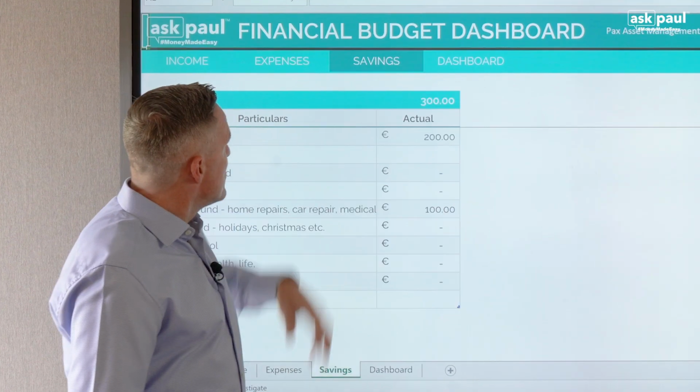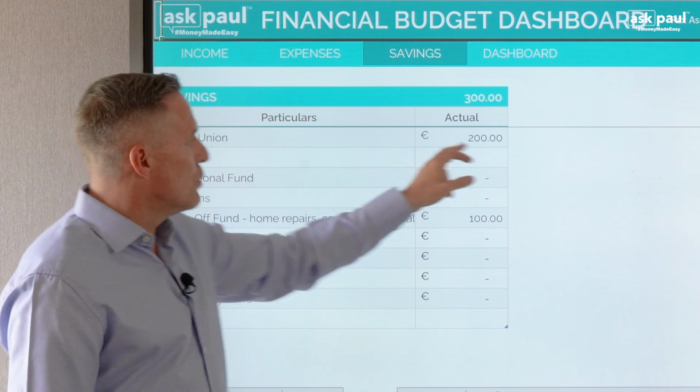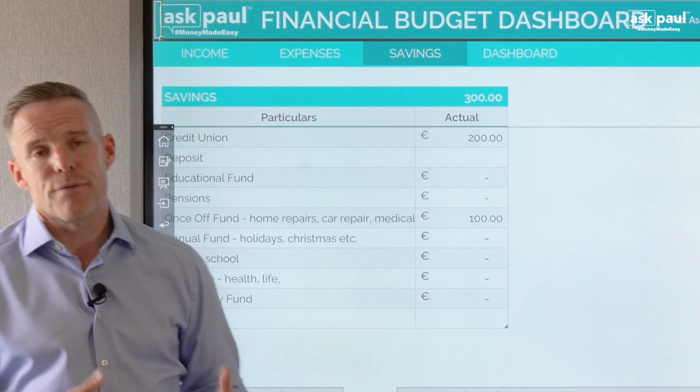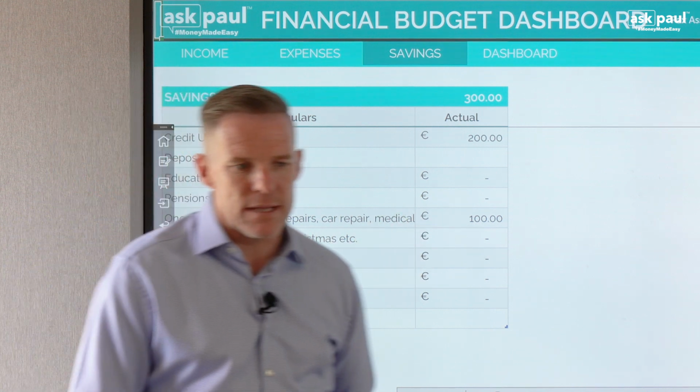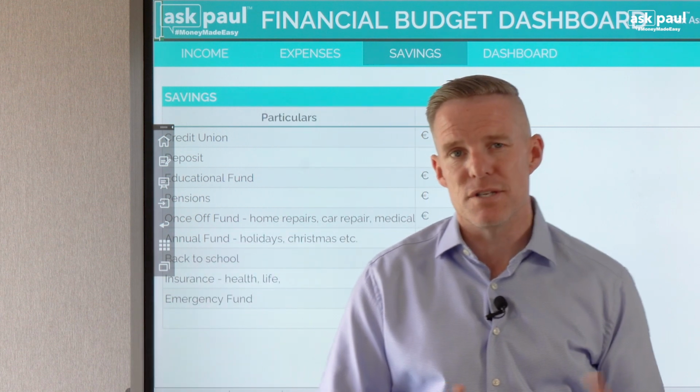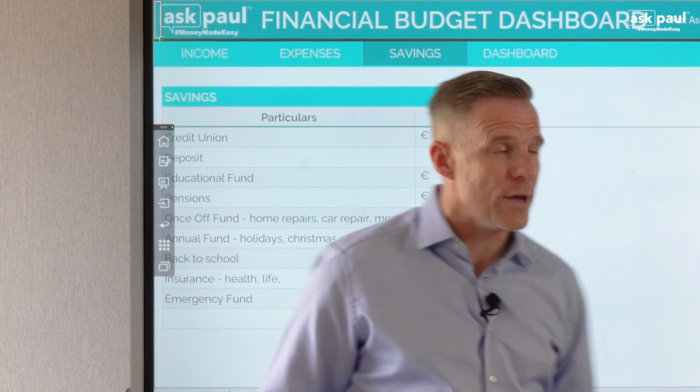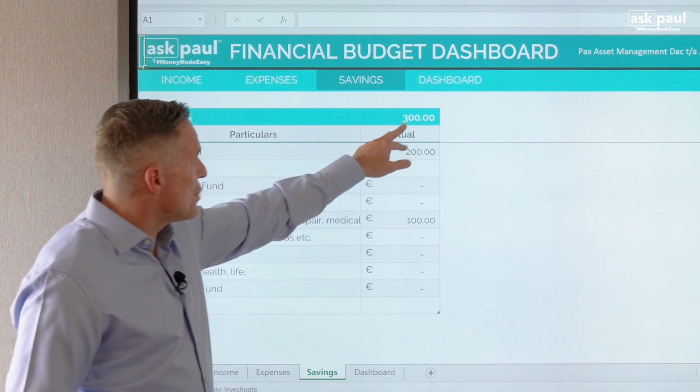After this, we're going to look at savings. We can see here this couple have 200 a month going into the credit union. They say they have just over 5 grand in the credit union already, and then they have this emergency fund as well, about 100 per month, and they've got a couple of grand set aside for emergencies. They have an emergency fund, which is really good. This 200 and this 100 is €300 per month in savings.